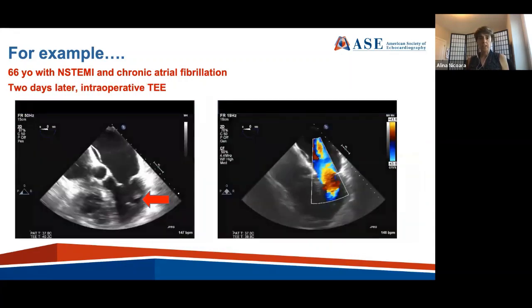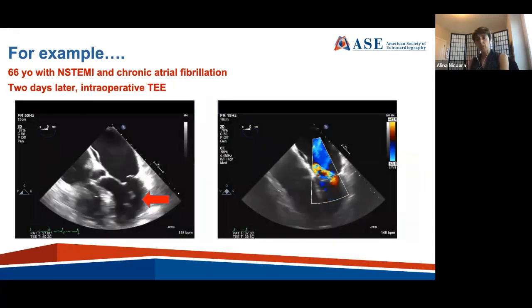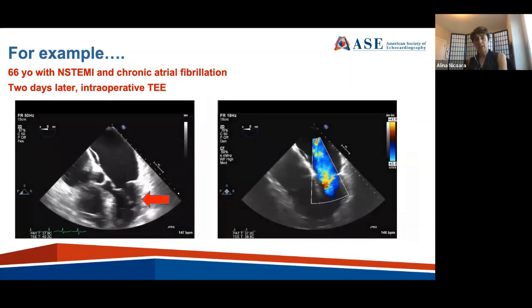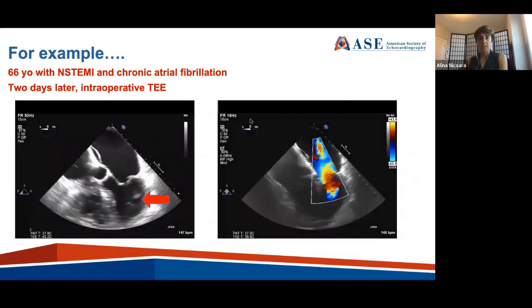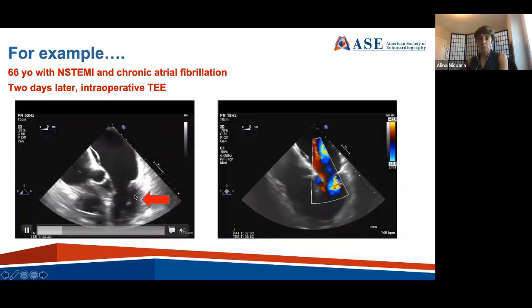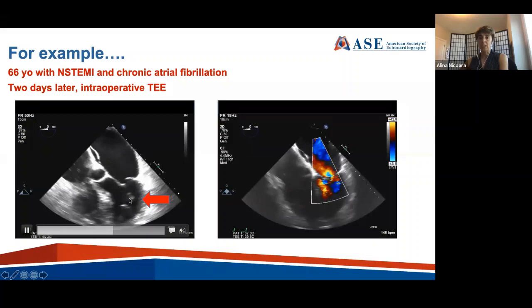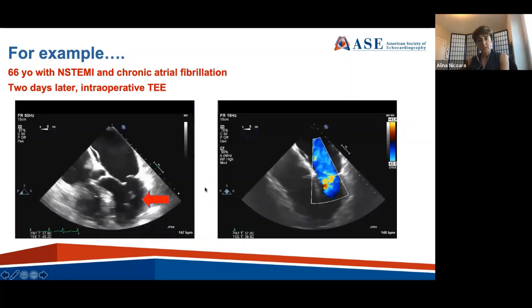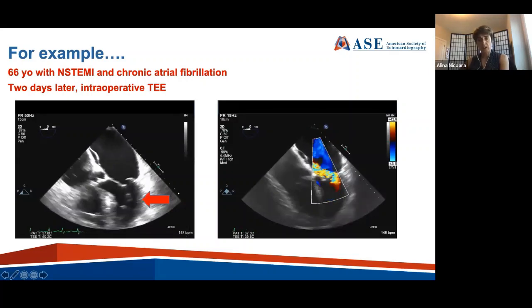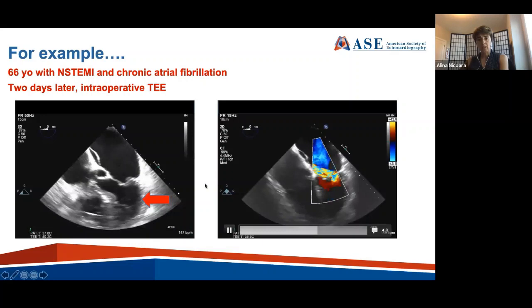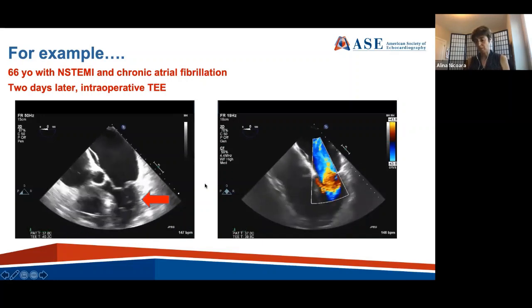However, 2 days later, when he presented to the operating room, his MR had significantly worsened. And you can appreciate here that there is prolapse of the posterior mitral valve leaflet and what seems to be an incomplete rupture of the papillary muscle. So this patient underwent a coronary artery bypass graft and replacement of his mitral valve.